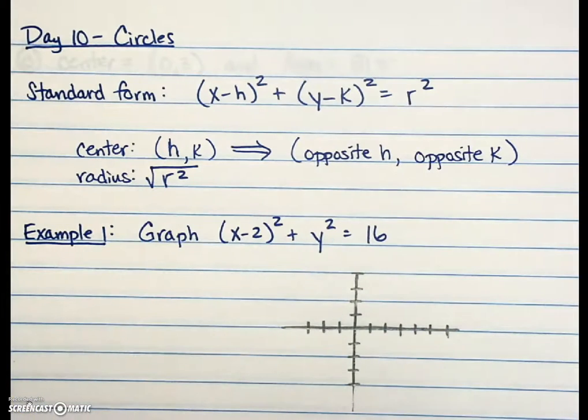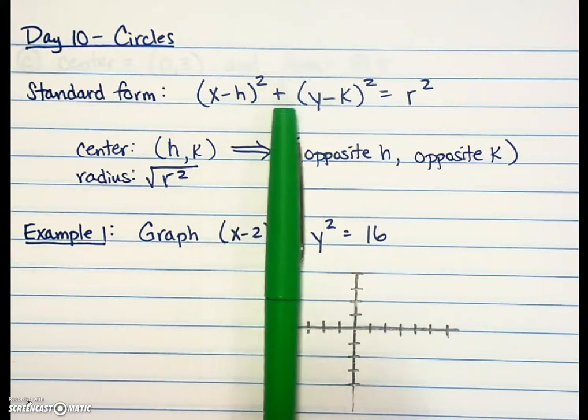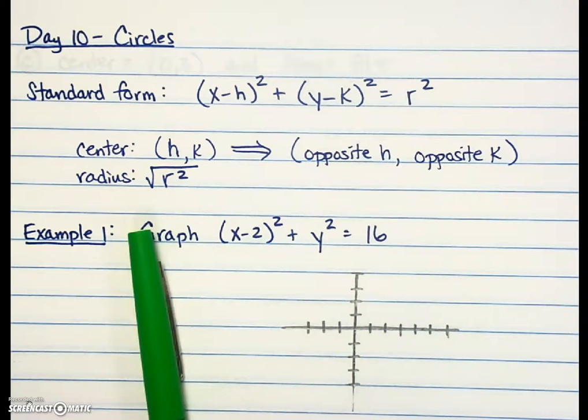All right, guys, these are your notes for our next class, and we're going to start a new unit on conic sections. The conic sections we're going to look at are circles, ellipses, parabolas, and hyperbolas. These are going to be the notes on circles, which I think are the easiest of all the conics. The standard form for a circle looks like this: (x minus h) squared plus (y minus k) squared equals r squared.